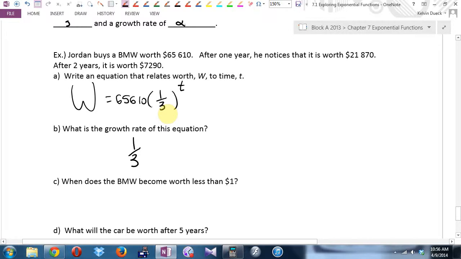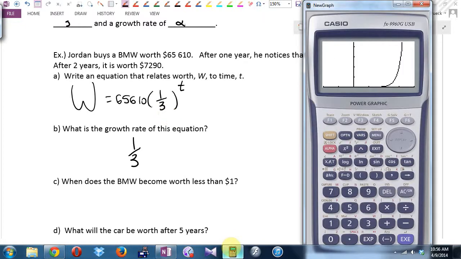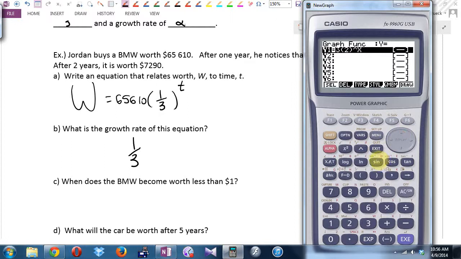Jordan, when does your BMW become worth less than a buck? Let's find out. Let's go to our graphing calculator. Let's delete what we have here and type in 65,610 times 1/3, close bracket, to the x. And again, remember, Cole, I have to use x and y on my graphing calculator. I like using letters in my work because to me, w, worth, I can remember that. T, time, I can remember that instead of y and x.